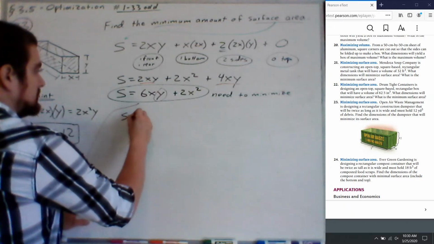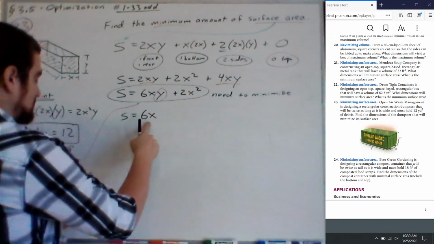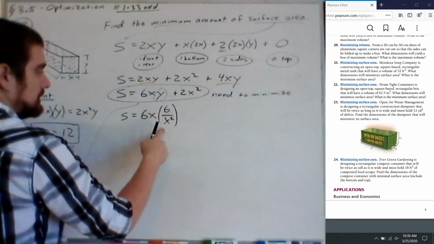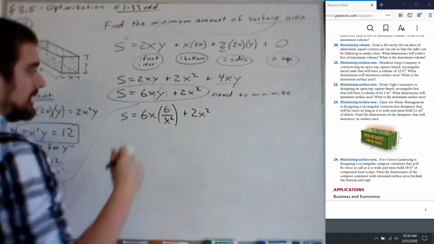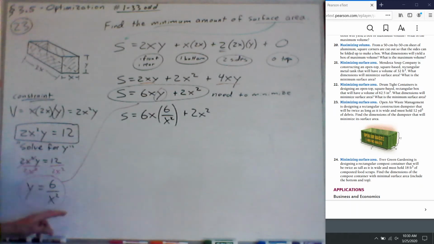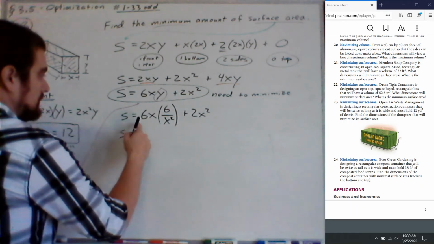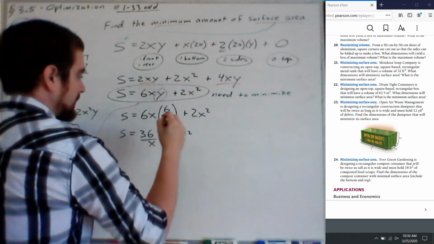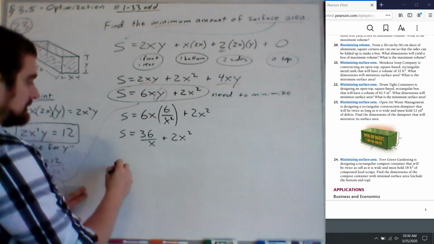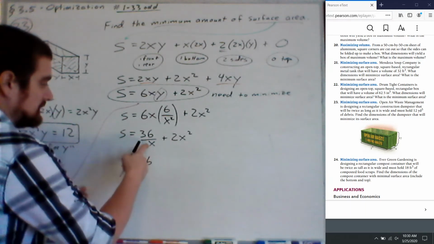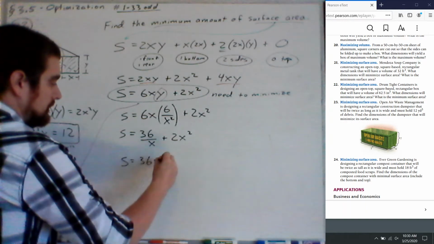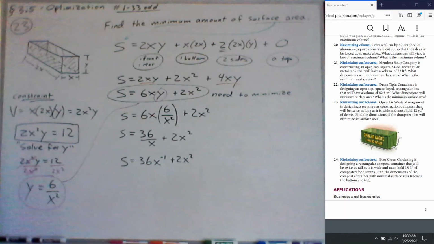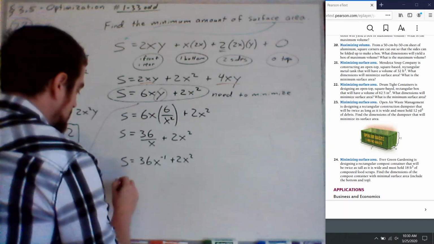So let's say S is 6 times x times 6 over x squared, and I'm replacing y, plus 2x squared was fine from the get-go. This tells me that S is equal to 36 over x plus 2x squared. I need to differentiate this, so I'm going to cheat a little bit. Instead of dividing by x to the first power, I'm going to multiply by x to the negative first power. That's just my opinion that it'll be slightly easier to differentiate at this point.